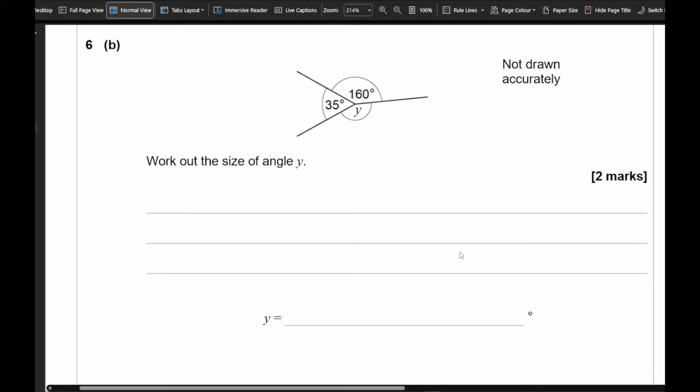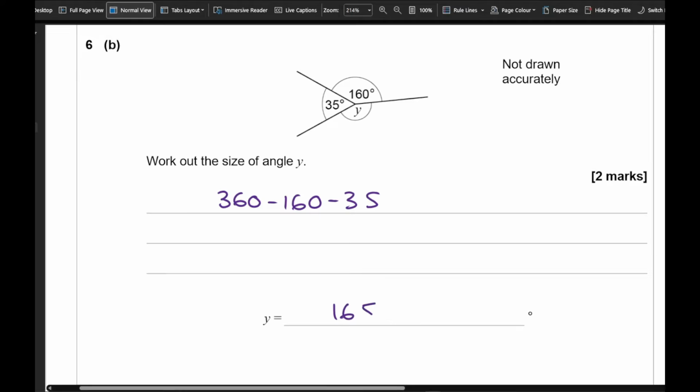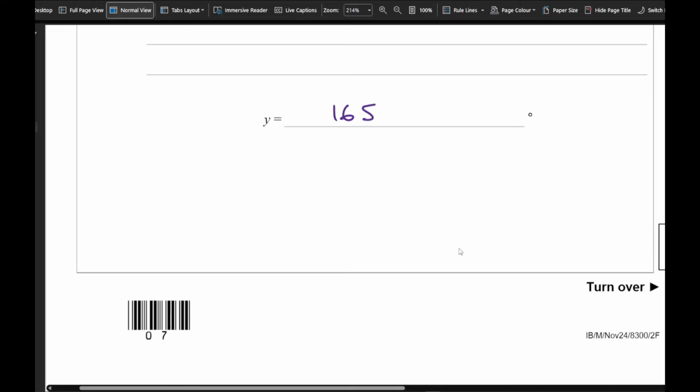Then for 6b, it says work out the size of angle y. So angles around a point add up to 360, so I have to do 360 minus 160 minus 35, remembering that our diagram is not drawn accurately, so I can't just use a protractor to do this, in which I get an answer of 165 degrees.